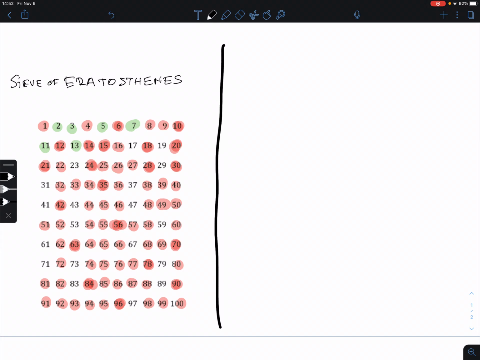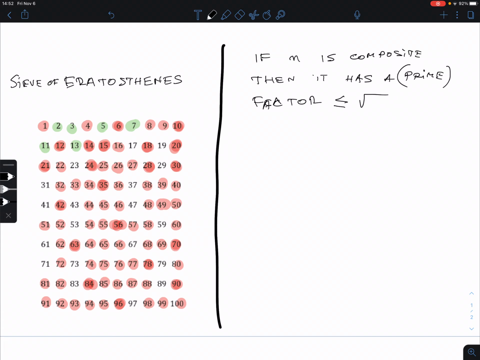Because there's another thing, that if n is composite, then it has a prime factor, I'm going to put, it has a factor less than or equal to the square root of n. Why is that? Well, if n is a times b, right? So this a and b are the factors, and I'm saying something about a.